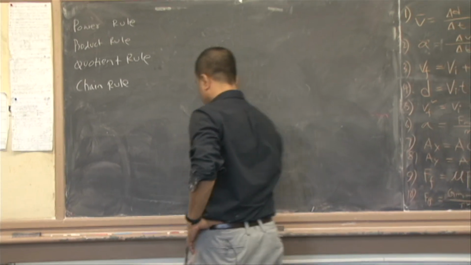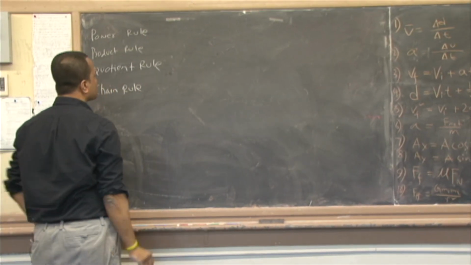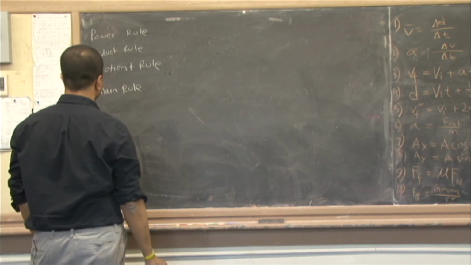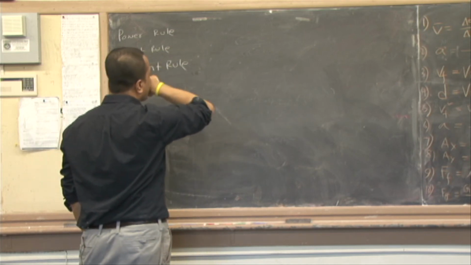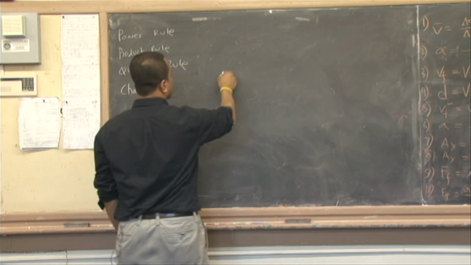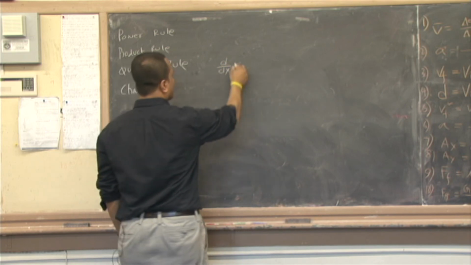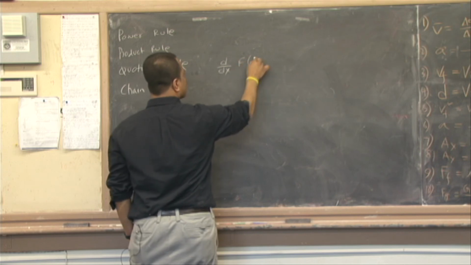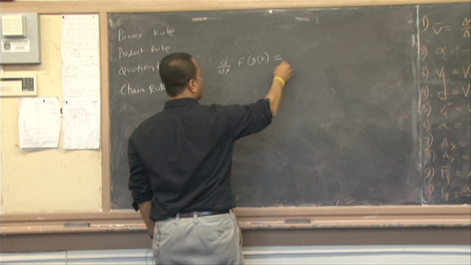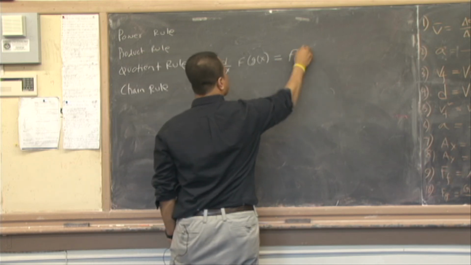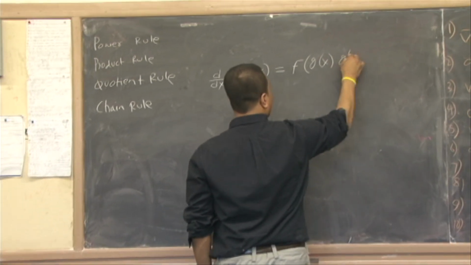Last but not least, a differentiation problem. We're going to use the chain rule. The chain rule is even easier than the quotient rule. The formula that books use for the chain rule is like this: d over dx of f of g of x, which you can write the way books write it, f prime of g of x times g prime of x.